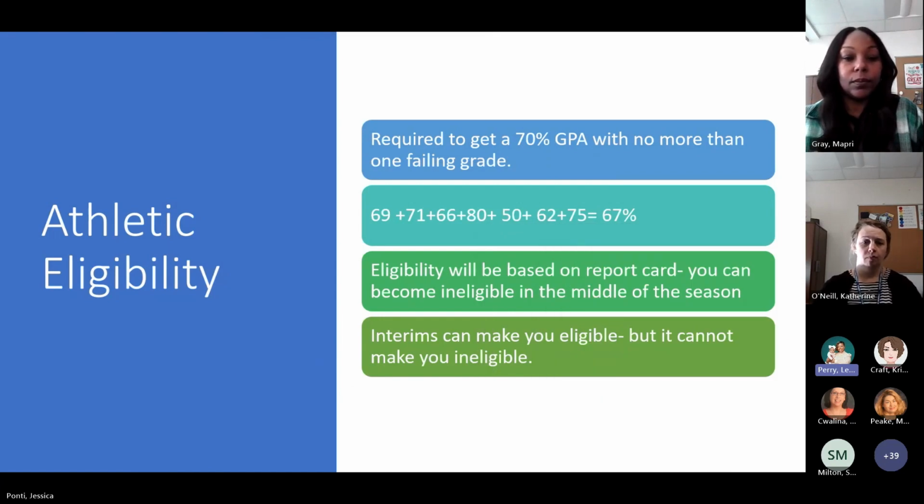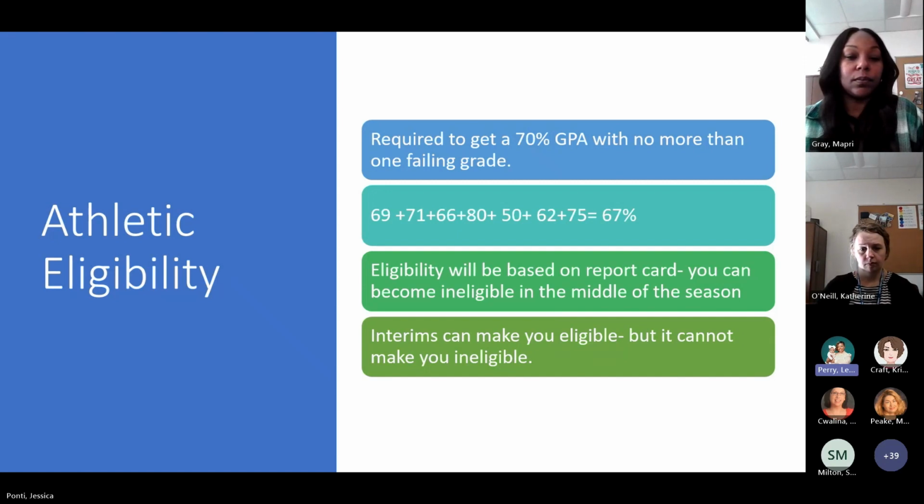So we want to make sure that we're doing the best that we can, because still pulling low grades will get you under the 70% that you need to be eligible. Eligibility is based on your report card. You can become ineligible in the middle of the season, all right?